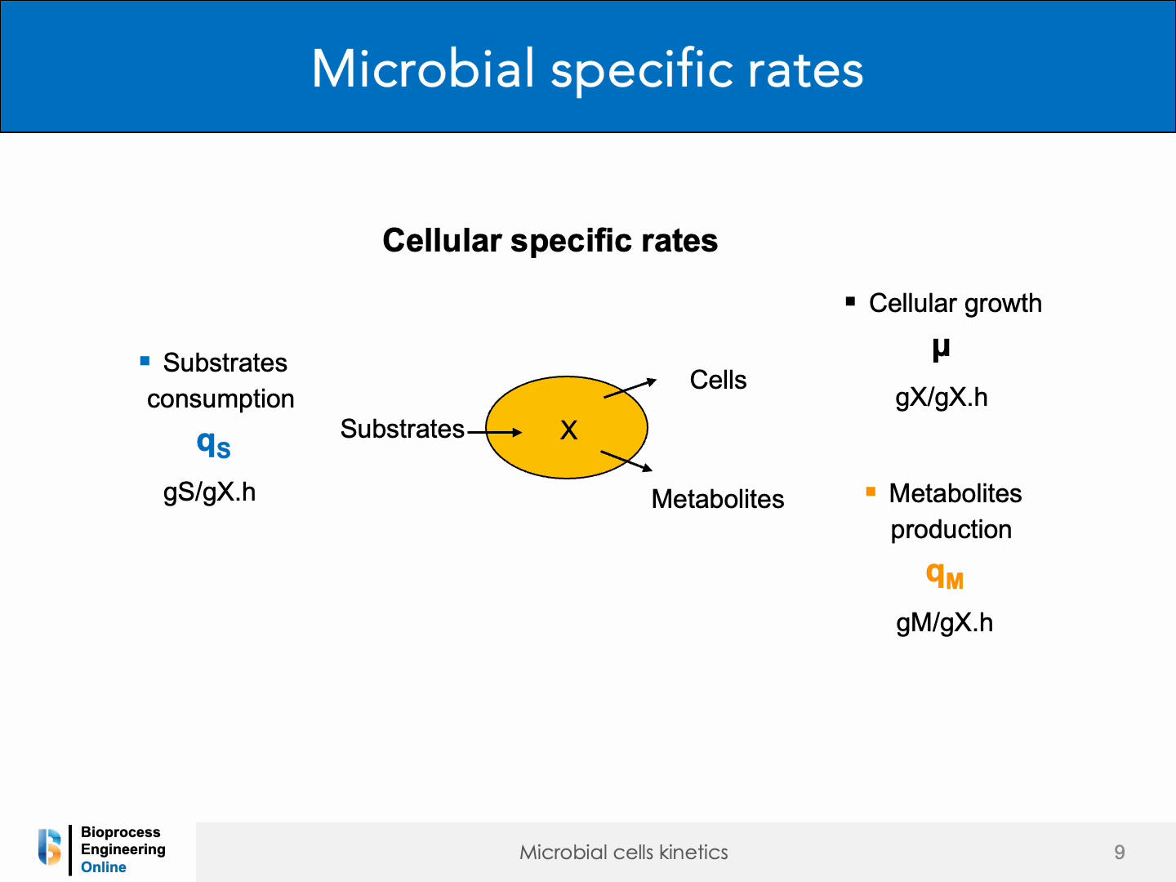Microbial cells' kinetics are generally described by specific rates expressed per unit amount of dry cell mass. For a microbial reaction consisting in the transformation of a substrate S into cellular biomass X and a metabolite M, the three following rates are introduced. The specific rate of substrate consumption, QS, in gram substrate consumed per gram cell an hour. The specific rate of cells growth, mu, in gram cells produced per gram cell an hour, and the specific rate of metabolite production, QM, in gram metabolite produced per gram cell an hour.